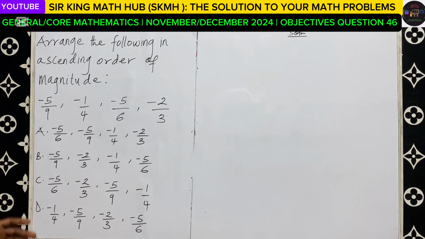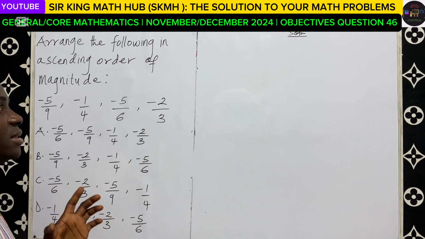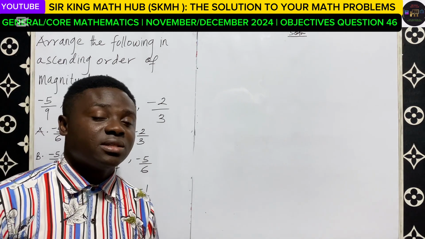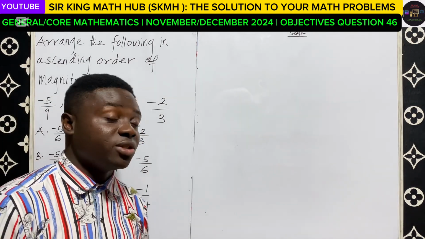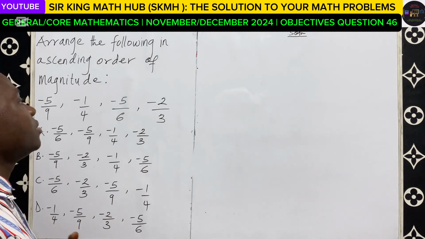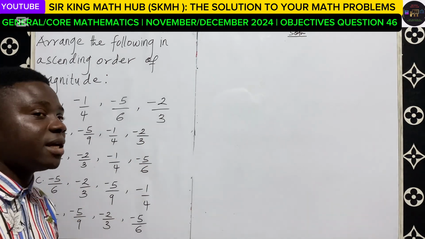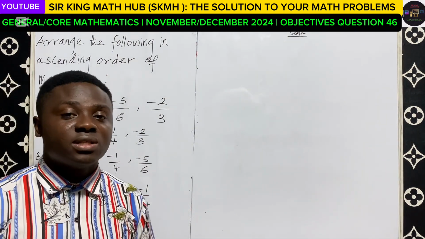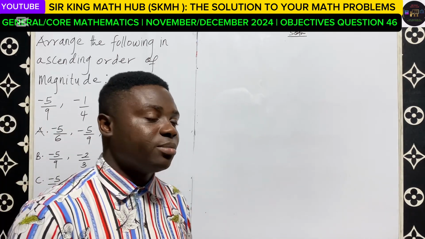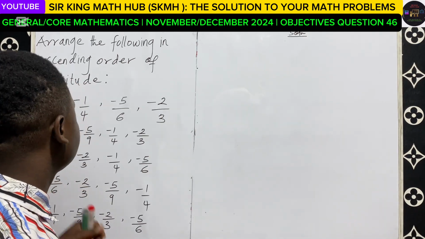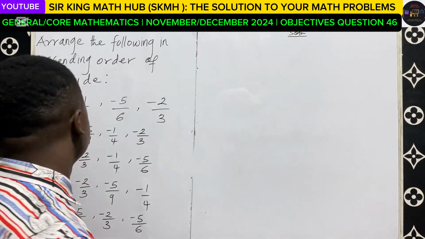In order to arrange these numbers, we need to represent them in such a way that they can be easily arranged. In doing this, we have two different methods. You can use the LCM approach, whereby you find the LCM of 9, 4, 6, and 3, and find the common denominator so that we can easily do the arrangement. Another approach is the decimal approach, whereby each of the common fractions is converted into decimals. So now let's use the decimal approach.